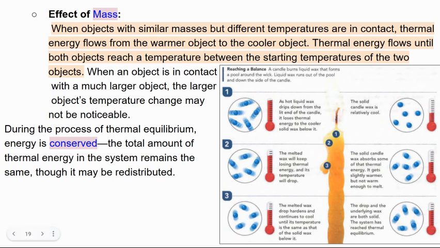All right, effects of mass. When objects with similar masses but different temperatures are in contact, thermal energy flows from the warmer object to the cooler object. Thermal energy flows until both objects reach a temperature between the starting temperatures of the two objects. When an object is in contact with a much larger object, the larger object's temperature changes may not be noticeable.